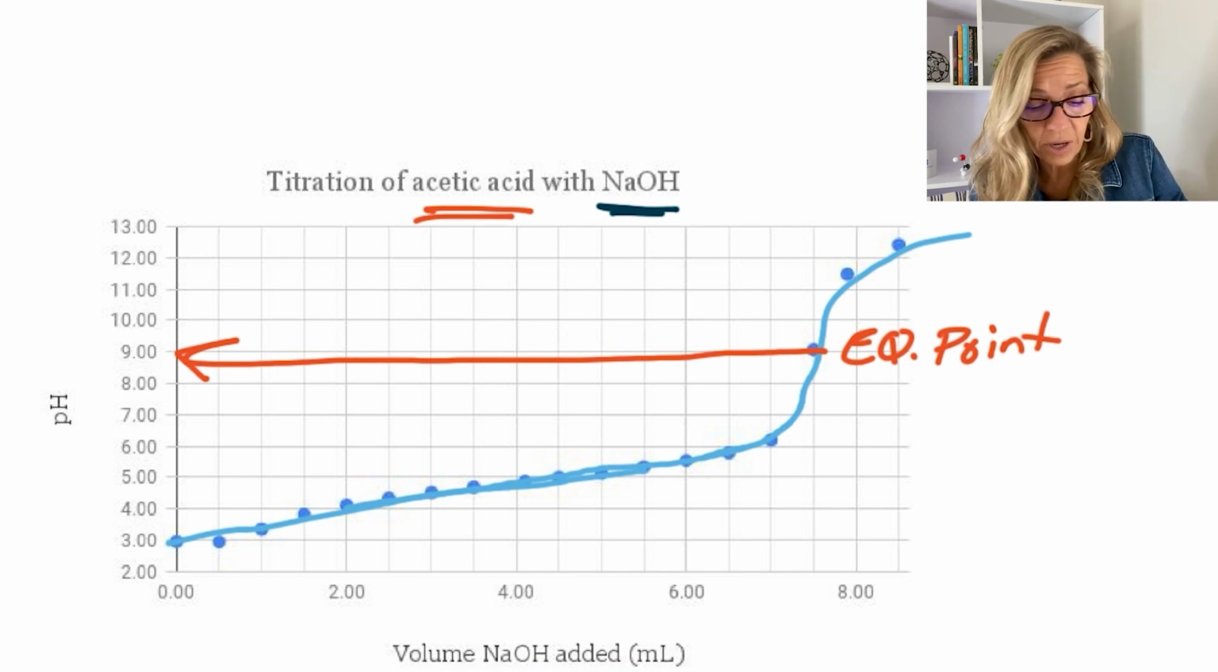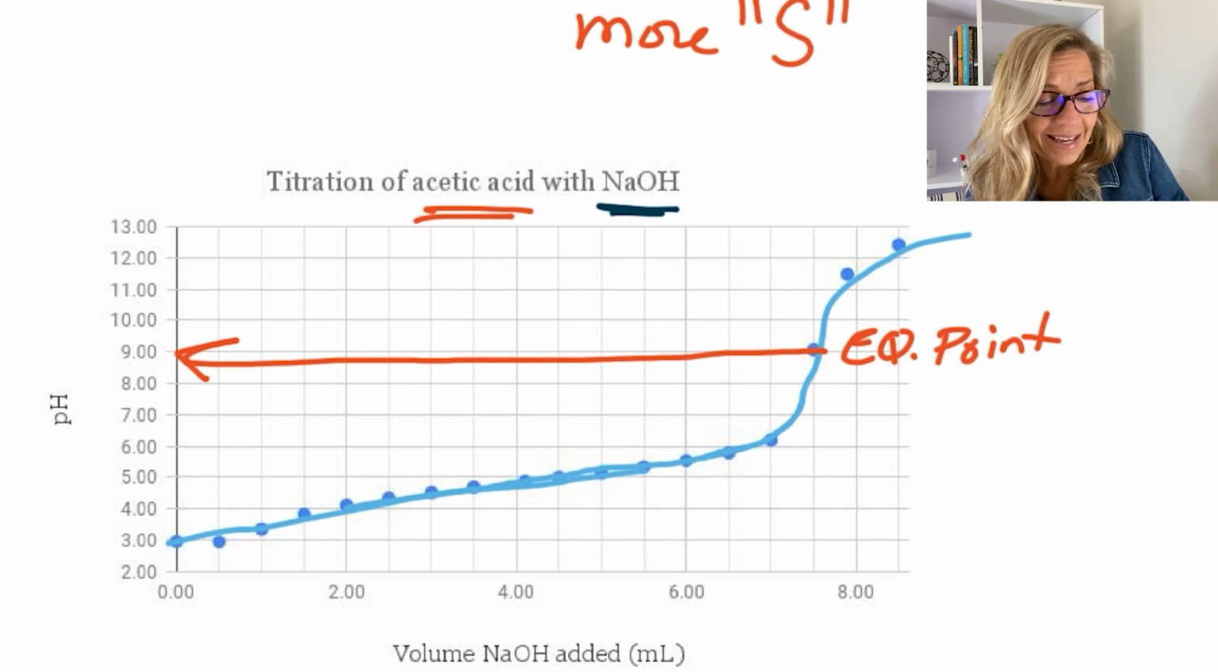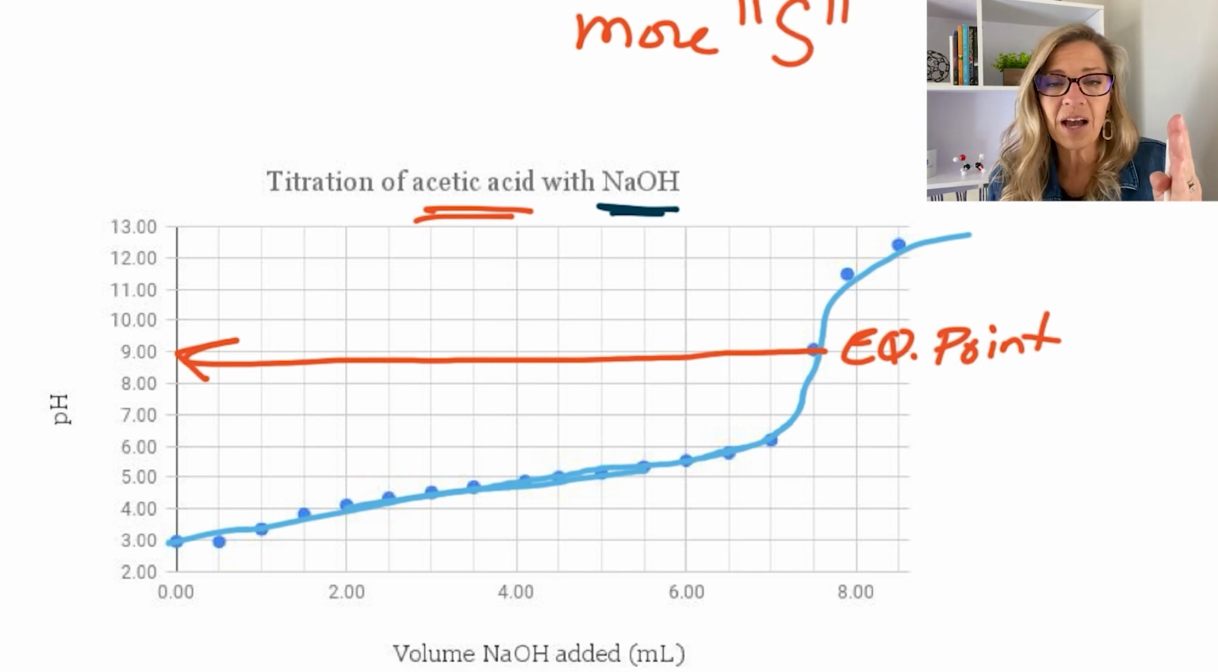The other thing that you're going to notice is it's more of an S curve, I would say. So instead of just a steep line, like we have with a strong acid and base, there is more of an S, okay? So more of an S curve, it's less steep. And then the other thing that we're going to notice is that we have a straight line at the bottom, okay? So lower pH.